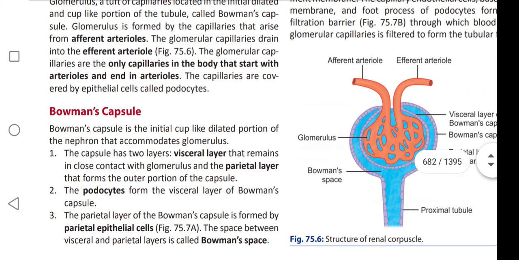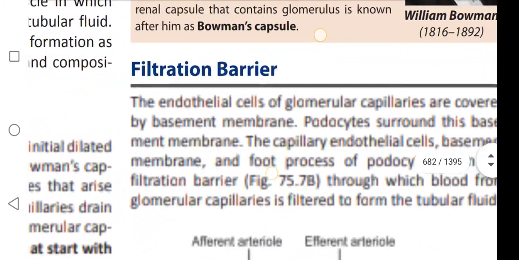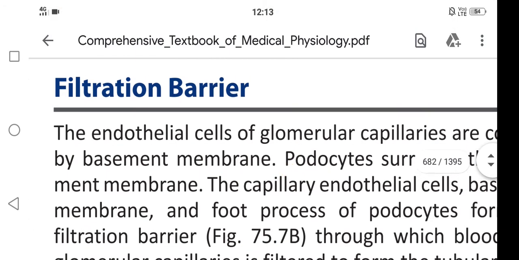Okay guys, and our next topic is the filtration barrier, which we will see in the next video.